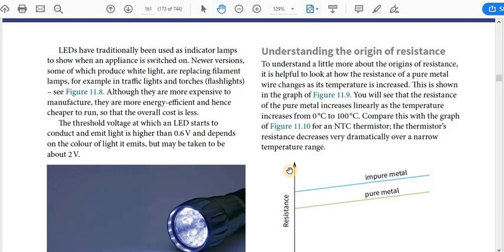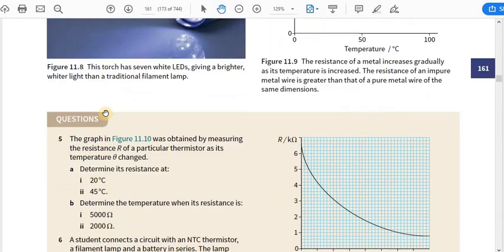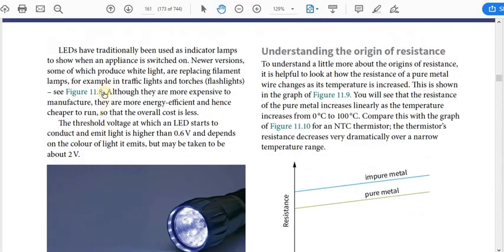Okay, so you also have to know how the resistance is affected by the purity of the metal. Okay, so that's what we have here. Okay, first we'll go through this part. It's only a little bit. LEDs have traditionally been used as indicator lamps to show when an appliance is switched on. Newer versions, some of which produce white light, are replacing filament lamps, for example in traffic lights and torches, flashlights.